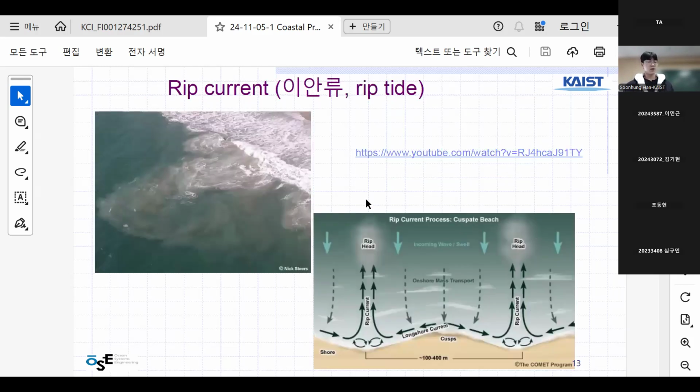And this is the rip current. When you go to the beach, maybe you can see phenomena like this. So let's see the videos of the rip current.